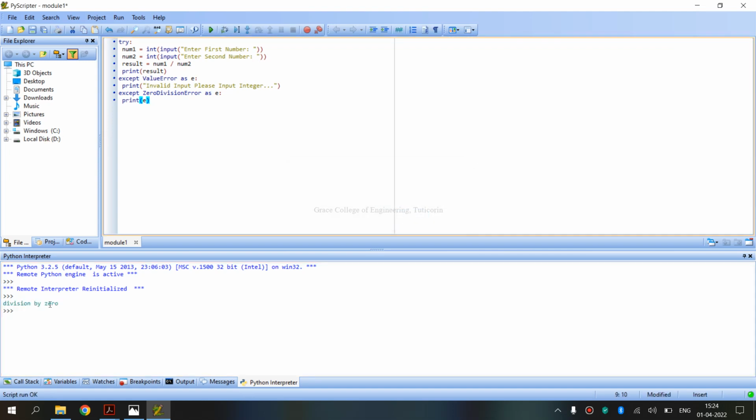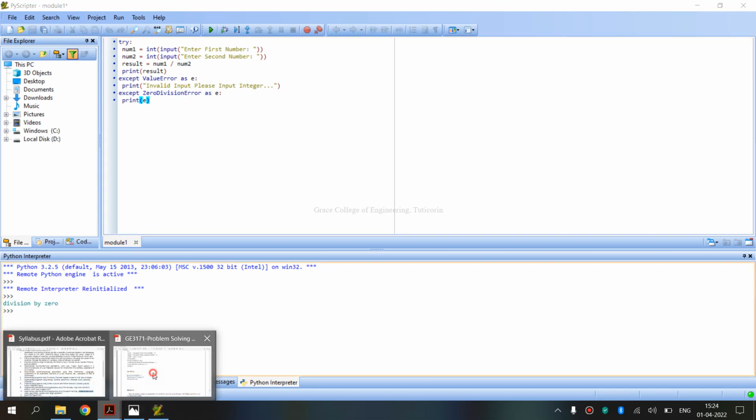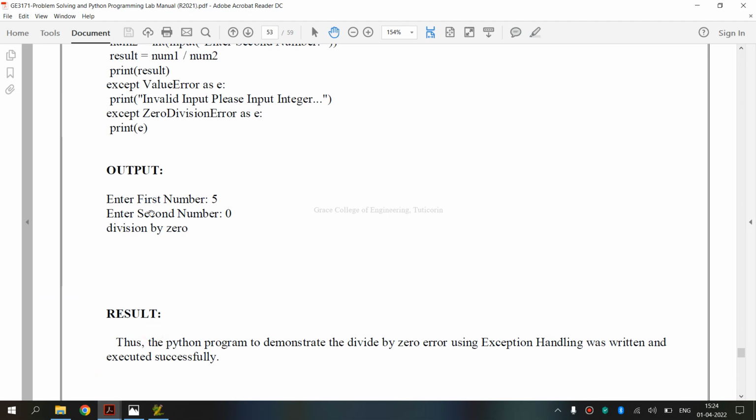So, the output I am getting is division by 0, because in the result we are giving first number divided by second number. So, 5 divided by 0, the output we get is a ZeroDivisionError. So, division by 0 is the output we get. This same output is also there in the lab manual.